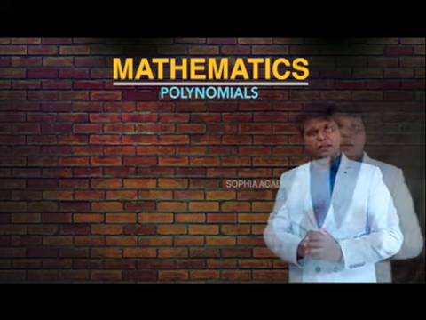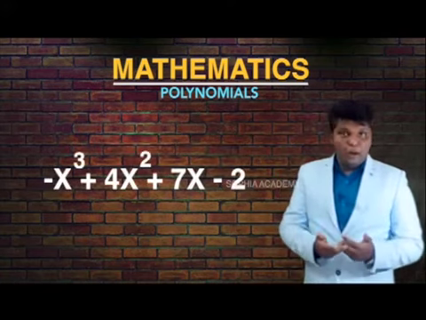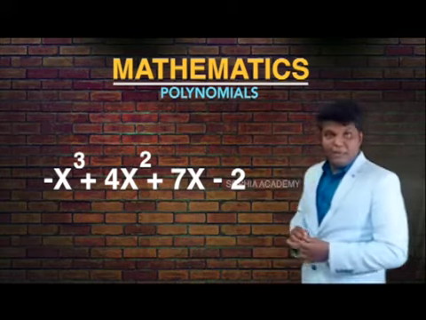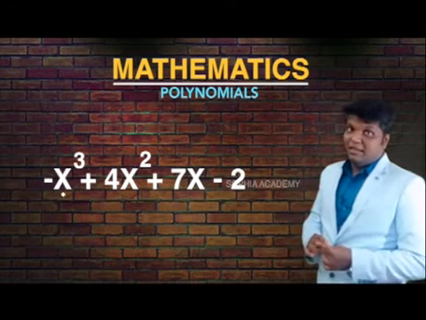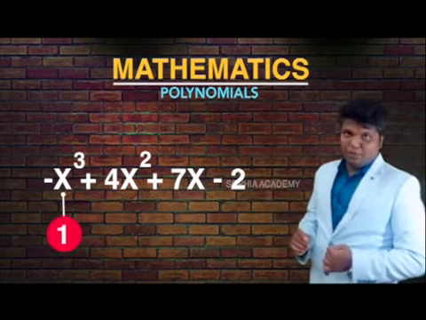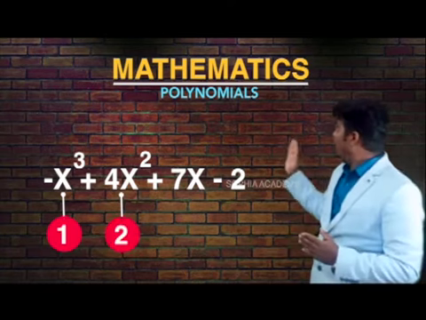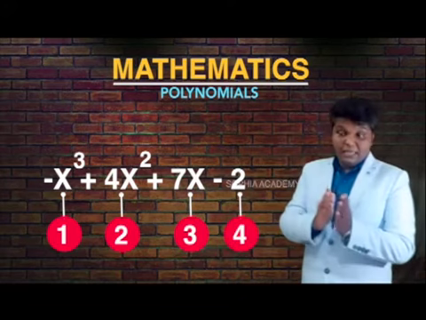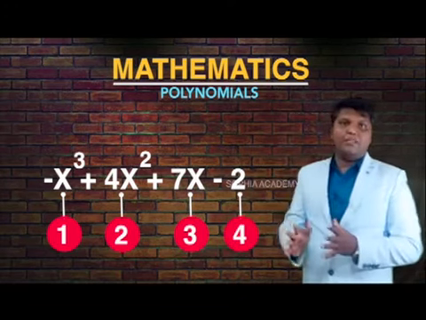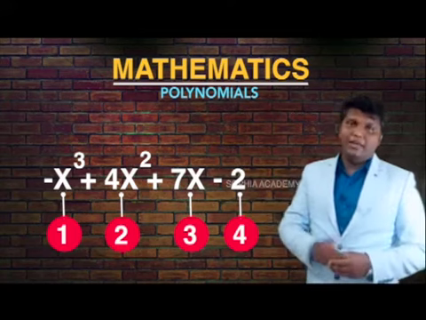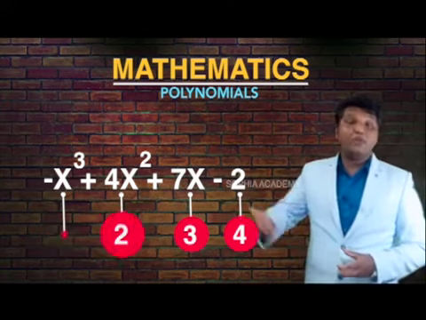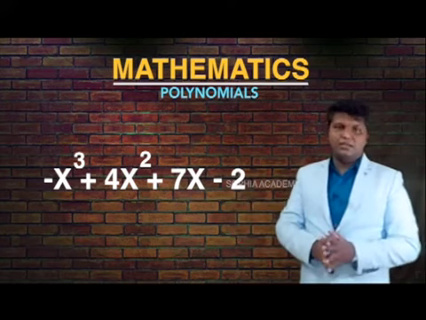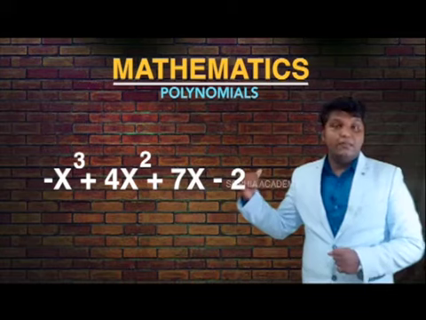Let's take one more example. Minus x cube plus 4x square plus 7x minus 2. Here, how many terms are there? Just count it and tell me. First term is minus x cube. Second term is plus 4x square, right? Third term plus 7x, and the fourth term minus 2. Means in front of plus and in front of minus, we can separate the terms. First term is a cube of the variable, minus x cube. Second one is a square. Third one is simple x, and fourth one is just a constant term. It's just a constant number. So how many terms are there here? There are 4 terms.